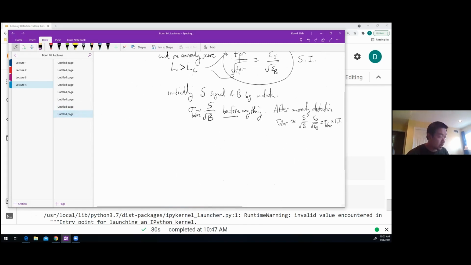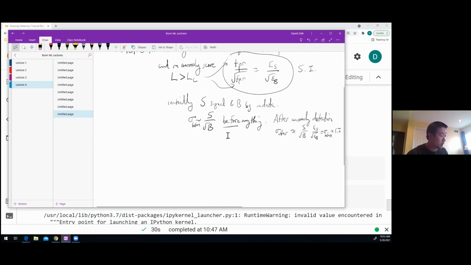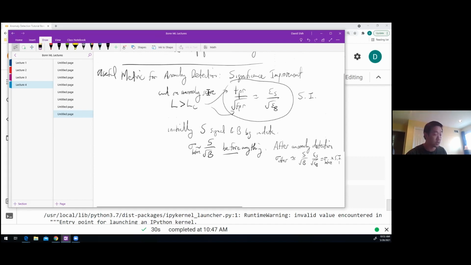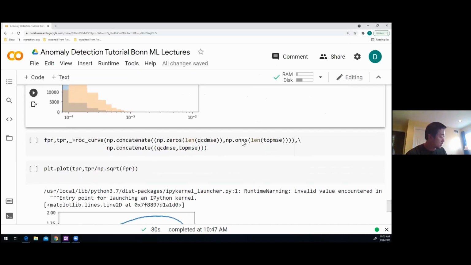Okay, so that's the purpose of the significance improvement. It's a metric which is independent of how much signal and background I actually have in the data, and it tells me the factor by which the significance of my new physics would improve after doing the anomaly detection. Okay, it's all nominal, very naive statistical significance, but it's still some metric. Okay, make sense? Good. So that's what I'm going to plot now for you.